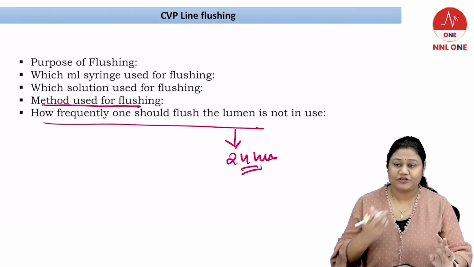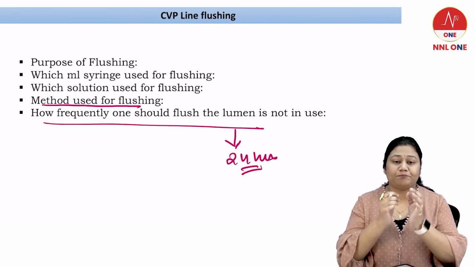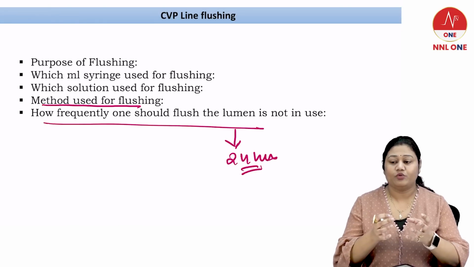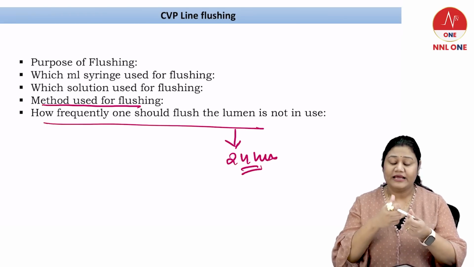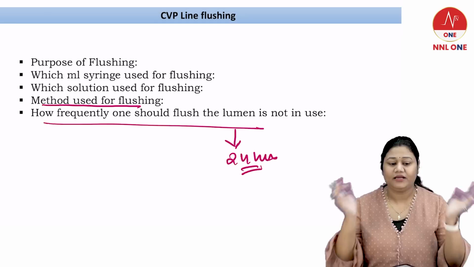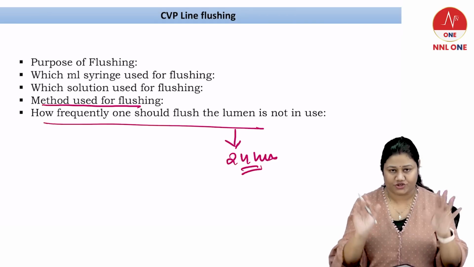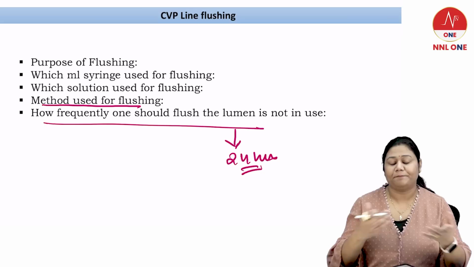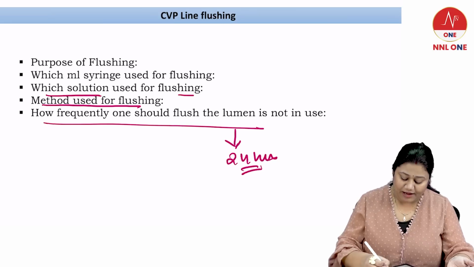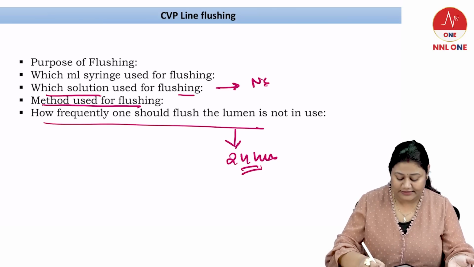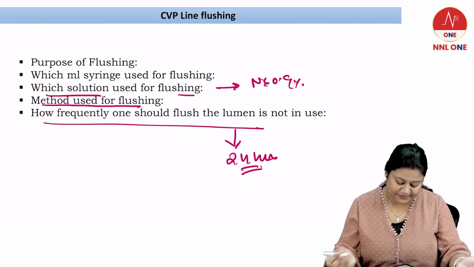Then which method will you use for flushing? It is the push and pause method, or you can say pulsatile method, because in one go you don't have to flush it. You have to create a pressure so that if any debris is there, it will get flushed out, right? So push, pause, or pulsatile method, or turbulence method you have to use. Which solution you have to use? Like I said, normal saline isotonic 0.9% is preferred.